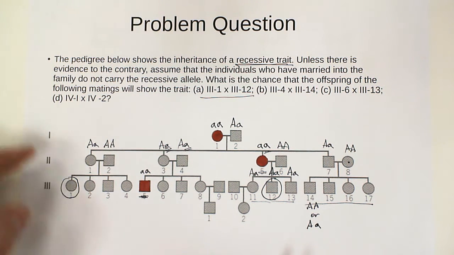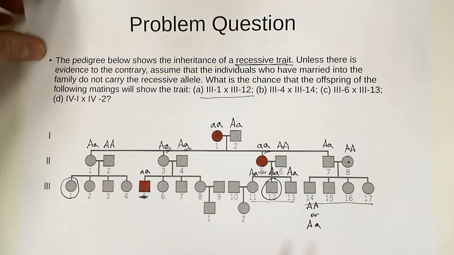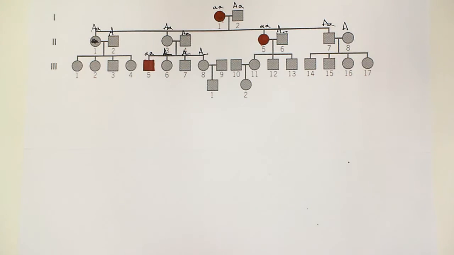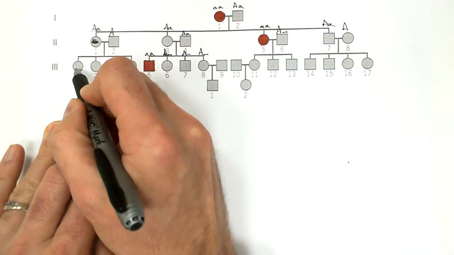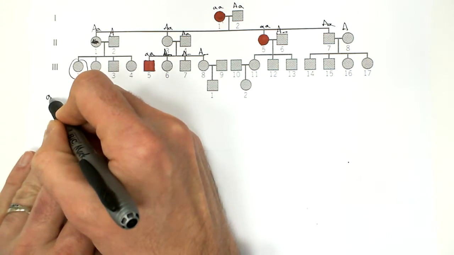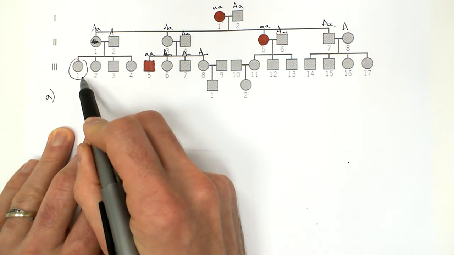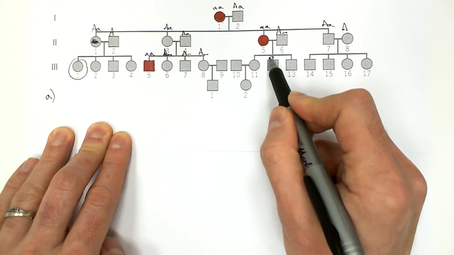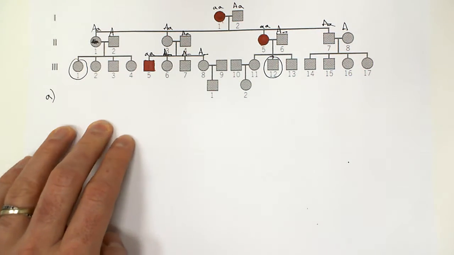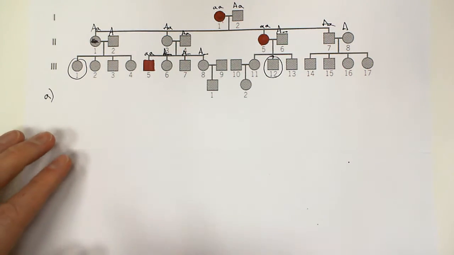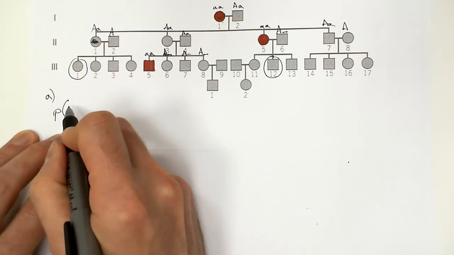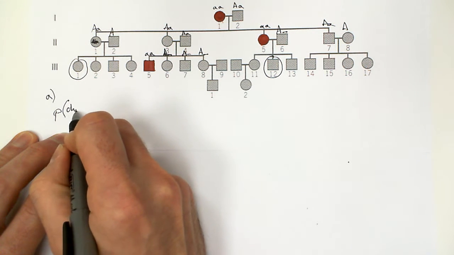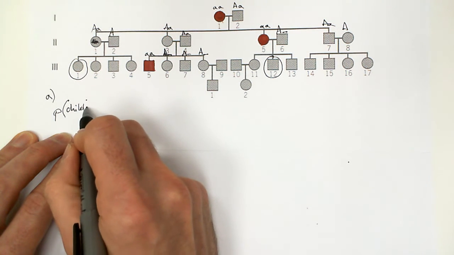Okay, so let me just flip the page and pull up some paper for myself to work on. So it's the same pedigree. I just have filled in some of the trait information, and again, we're focusing for part A on individual 3-1 and individual 3-12. Okay, so what we want to know is what is the probability, the P of their child being equal to little a.